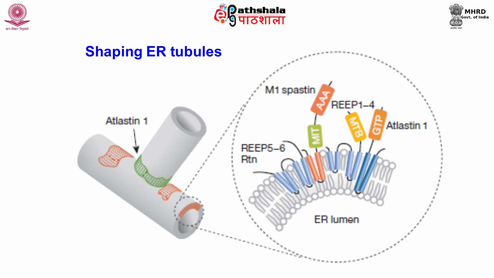Along with reticulons, members of the DP1 or UP1, REEP5-6 and REEP1 to 4 family also act as tubule promoting factors. These are ER resident proteins. They are present in tubules and also at the edges of sheets.